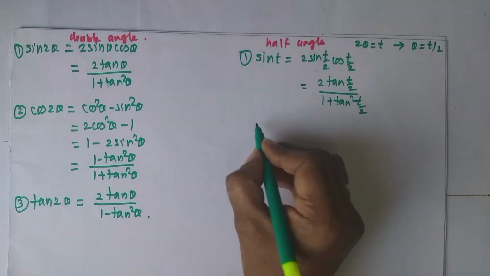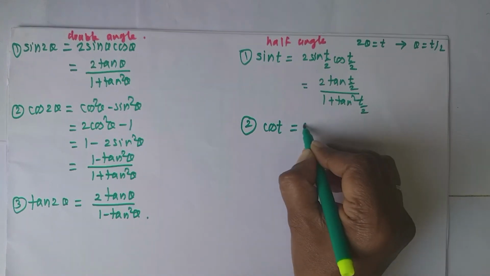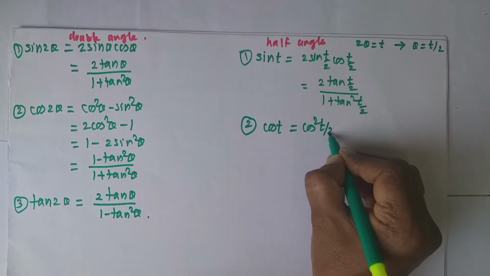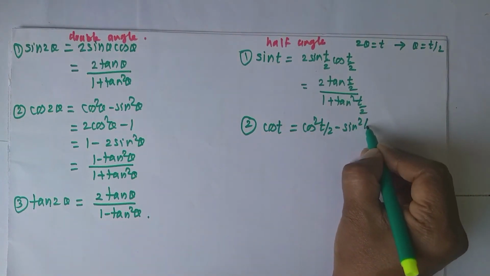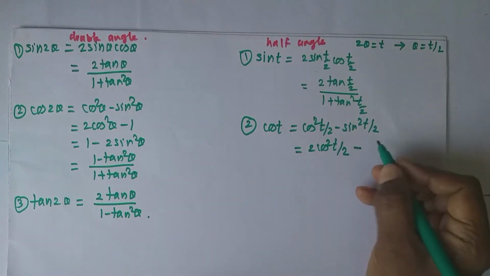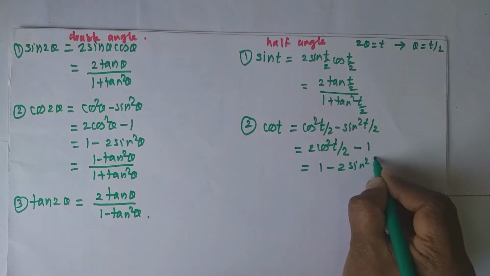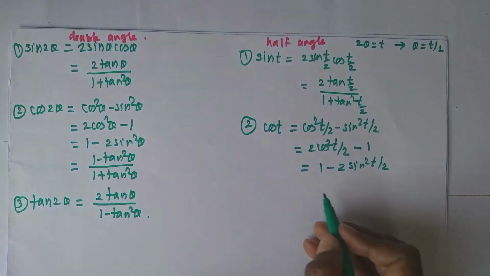First will be transferred as it is. Now what will be second? This will be cos t is equal to cos square t by 2 minus sin square t by 2, or you can write 2 cos square t by 2 minus 1, or you can write 1 minus 2 sin square t by 2. These are half angle formulae.